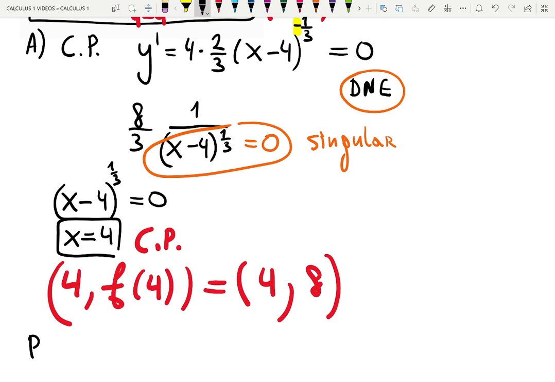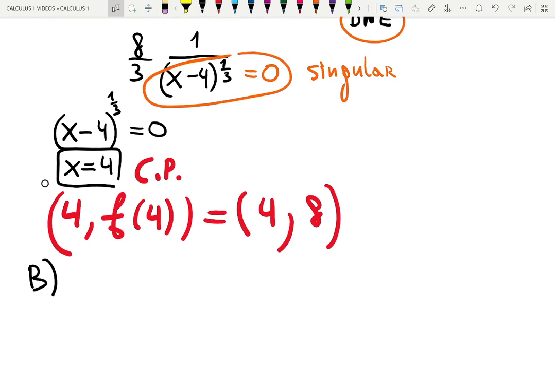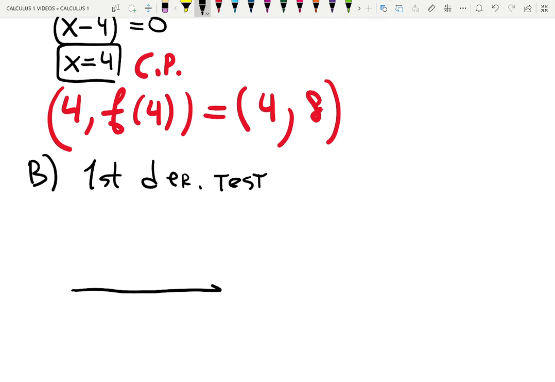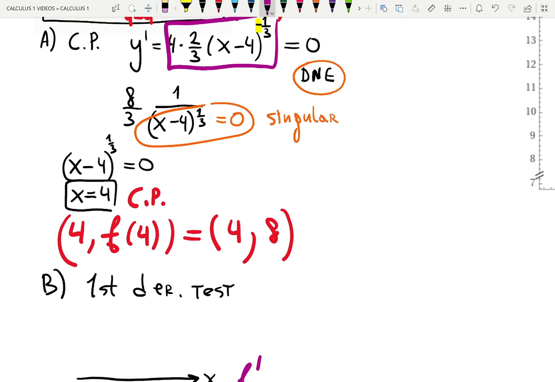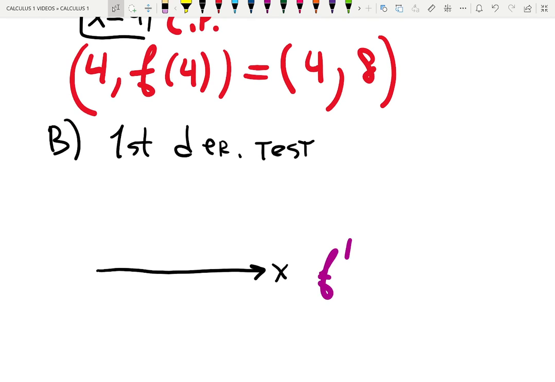Question B asks about where the function is increasing, and question C decreasing. So we're going to use the first derivative test. The way I teach it is I like to draw a sign line with x as the input that represents the derivative of the function. And that's why I like to put the derivative of the function into the box. Y prime equals. Now, put in the discontinuities, which we don't have any of the original function, and the critical points. We have 4. Here you go.